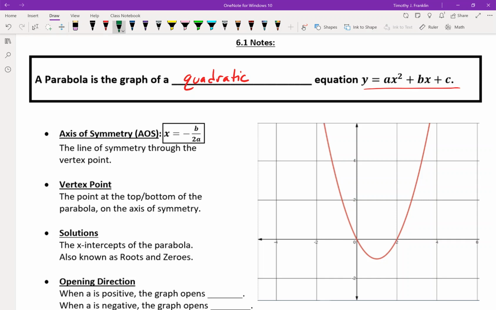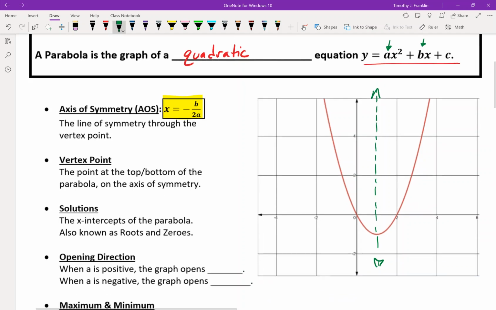So first of all is the axis of symmetry. And so this is just the line of symmetry through the parabola, and it goes through the vertex point, which we'll talk about here in a second. But essentially it's this line here. And the equation of this line is x equals negative b over 2a, which is given right here. And so if you take the b and a values from the equation, that's c, b, and a, and you put them in negative b over 2a, you'll get the axis of symmetry.